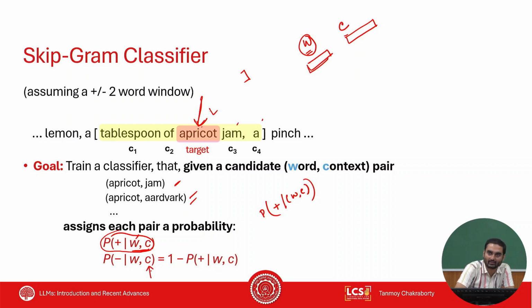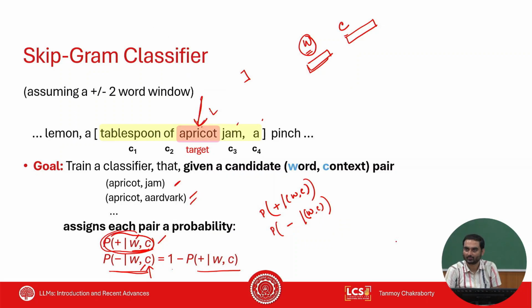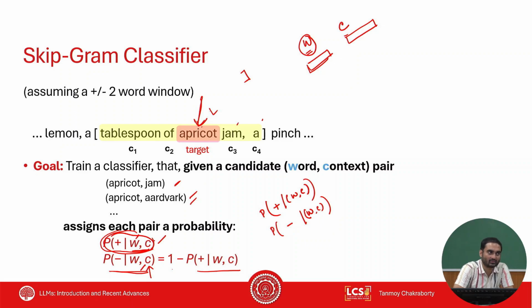If C is a negative instance, then given this tuple W and C, I will measure the probability that this is a negative instance. So we will measure these two probabilities. Now the negative probability is the same as 1 minus the positive probability. So essentially we will measure the positive probability. What is the probability that a particular pair is a positive pair? So how do we measure this probability?